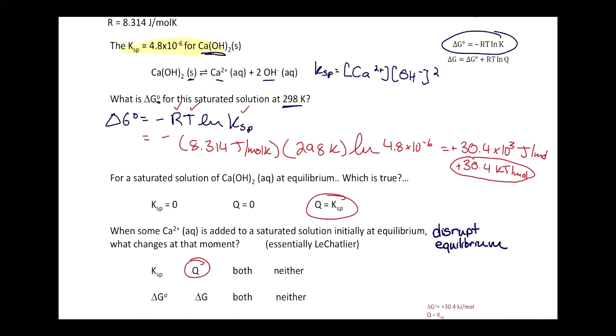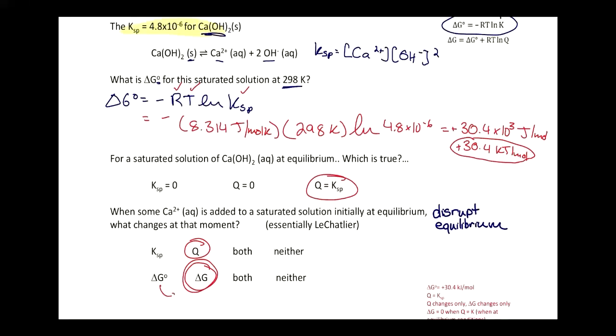But what we say here is the moment we add calcium 2+, only delta G changes, not delta G naught. This delta G naught is a table value that comes from standard conditions. That number never changes. It's like saying K. The value of K never changes as long as we stay at the same temperature. But what we can do is change the concentration such that we're not at equilibrium anymore.